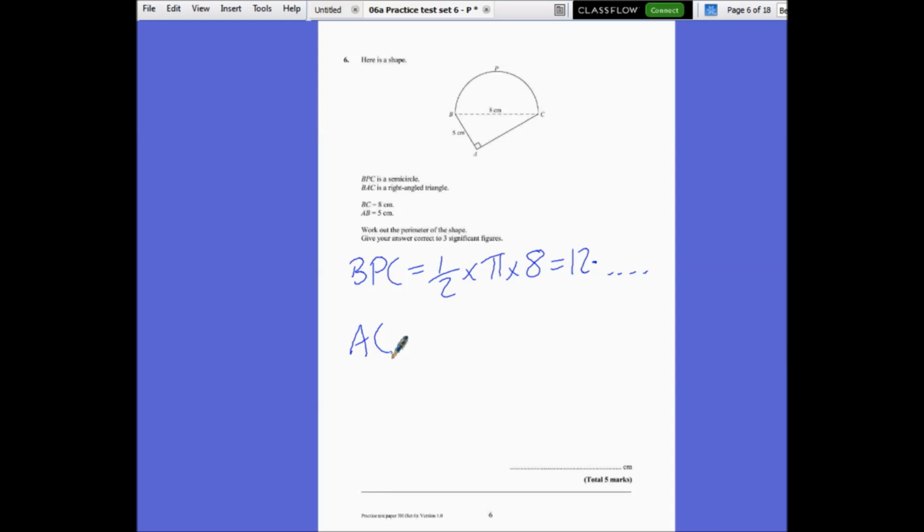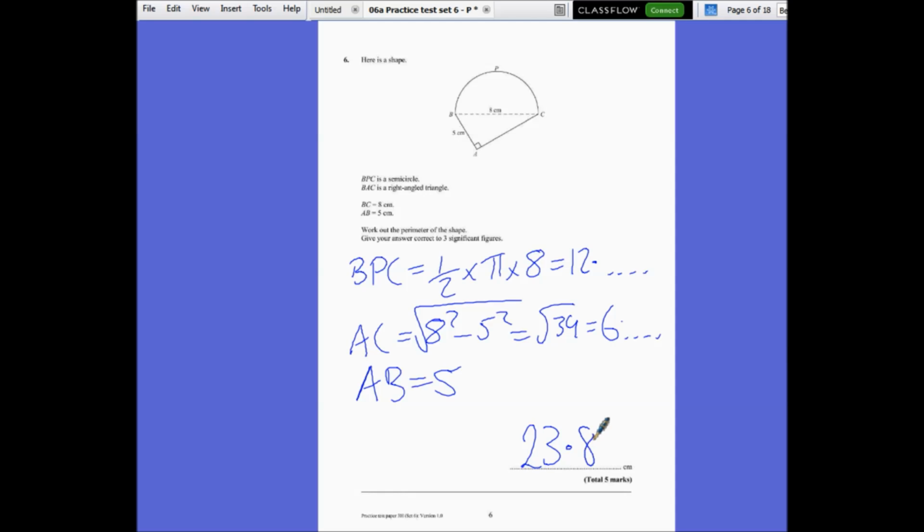It's a right angle triangle, so we can use Pythagoras' theorem. So Pythagoras' theorem says that 8 squared take away 5 squared would give us AC when we square root it. So work that out, we get the square root of 39, which is 6 point whatever. If we add those two together, along with AB, we're told that AB is equal to 5, that's on the diagram, and if we add that on together, we get 23.8 centimetres to 3 significant figures.